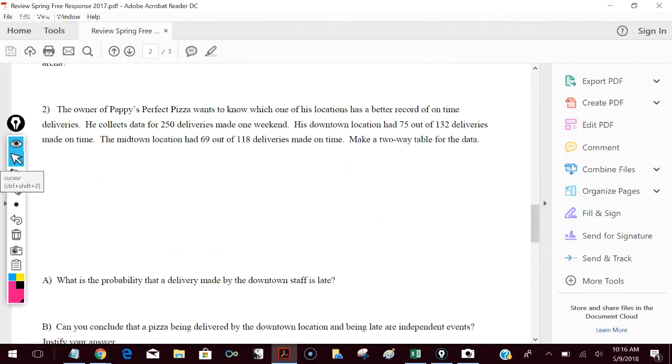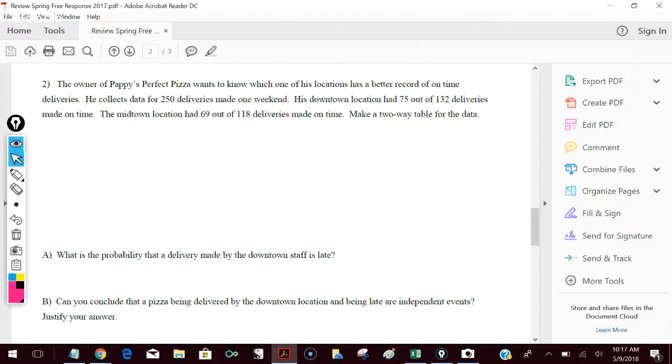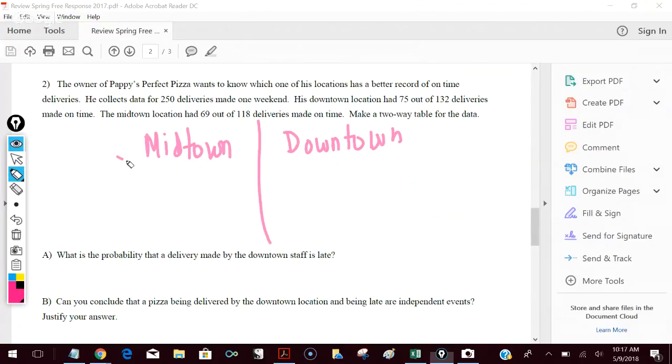Okay. The owner of Pappy's Perfect Pizza wants to know which one of his locations has a better record for on-time deliveries. He collects data for 250 deliveries made one weekend. His downtown location has 75 out of 132 and his midtown... So first thing we're going to do is write midtown here. And then you're going to have downtown here. Then we either have deliveries that are on time or deliveries that are late. So write this down on your paper.